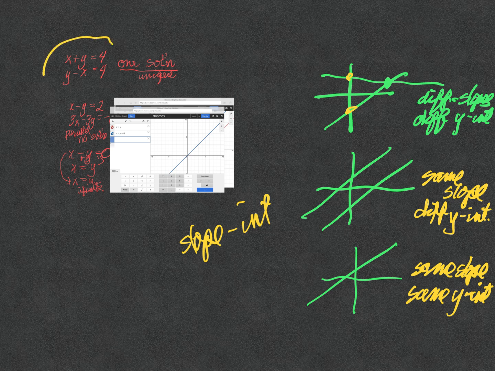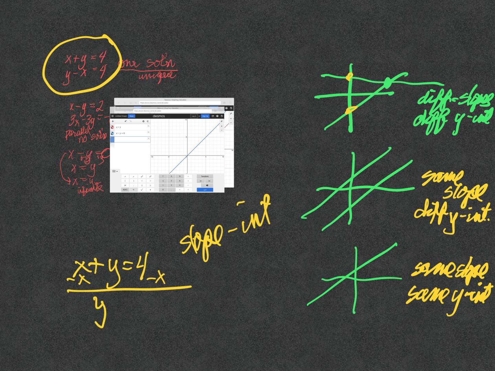So just really quickly, let me do this one. If I had x plus y equals 4, I would subtract x from both sides, and I would get y equals negative x plus 4. And then if I had y minus x equals 4, I would add x to both sides, and I would get y equals x plus 4. Is that right? Yeah.